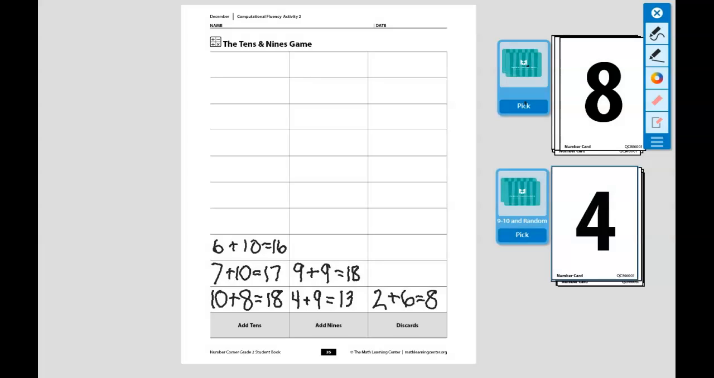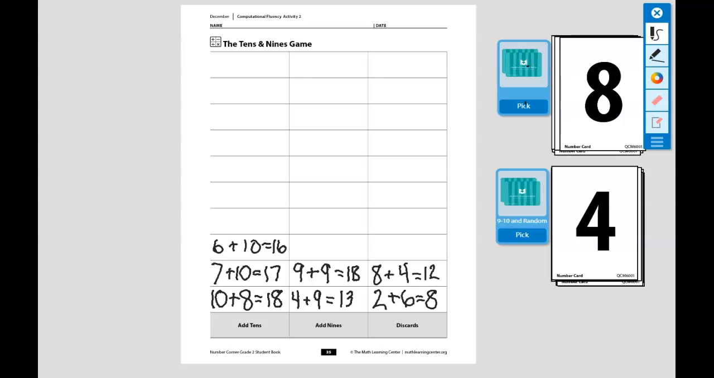Where should it go? Oh, it goes into our discards. It's 8 plus 4 equals, I know if I add 2 more to 8, it's 10, and then I have 2 left in my 4, so it's 12. Write that down.